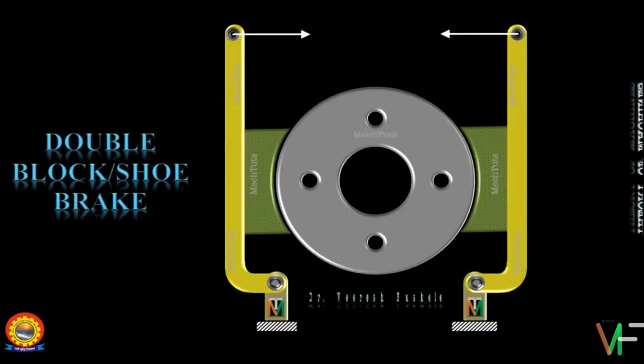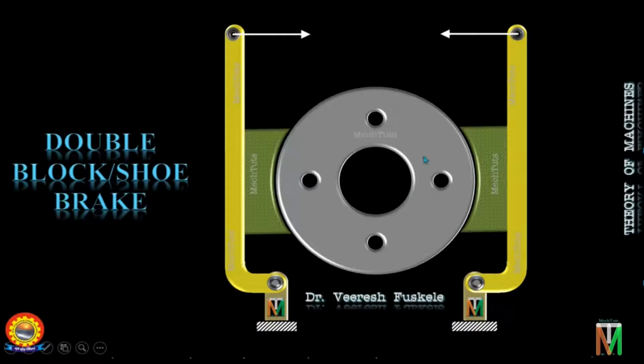So this is how the double block brake looks like. As you can see, there is a drum and around which two blocks are placed diametrically and symmetrically. Now why this arrangement is required? This is done to overcome the drawback of single block brake.